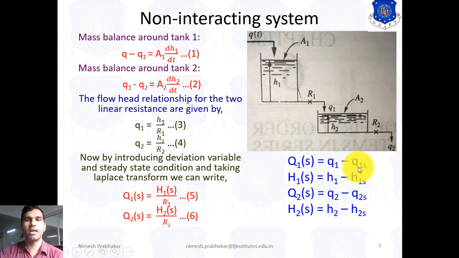So here the Q1s indicates the steady state value of Q1, and this is the difference between Q1 and Qs, which is nothing but Q. After taking the Laplace transform we can write Q1s, the same as we write for H1s, Q2s and H2s. So we get equations 5 and 6.